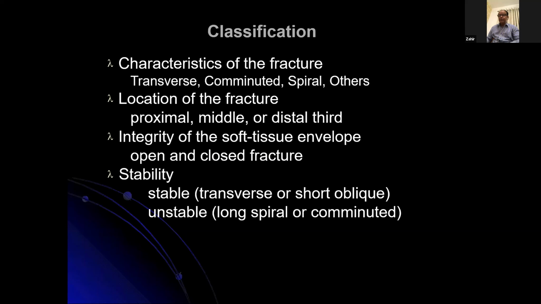Next slide. How do we classify children's femoral fractures? We classify in the following way. Characteristics of the fracture: transverse, comminuted, spiral. Location of the fracture: proximal, middle, and distal third. Integrity of the soft tissue envelope: open or closed fracture. Stability: stable and unstable. Stable is transverse or short oblique; unstable is long spiral and comminuted.